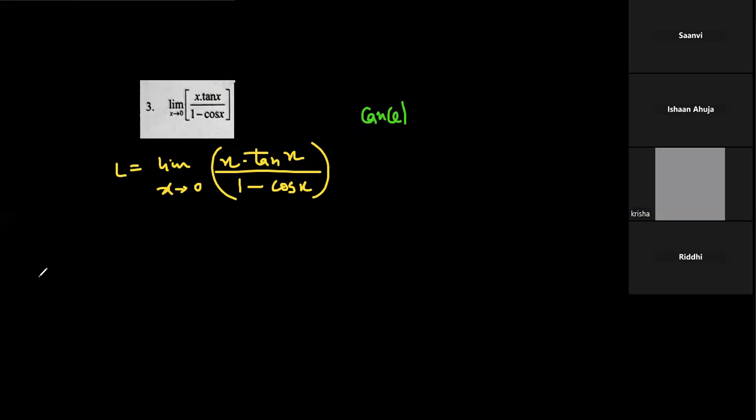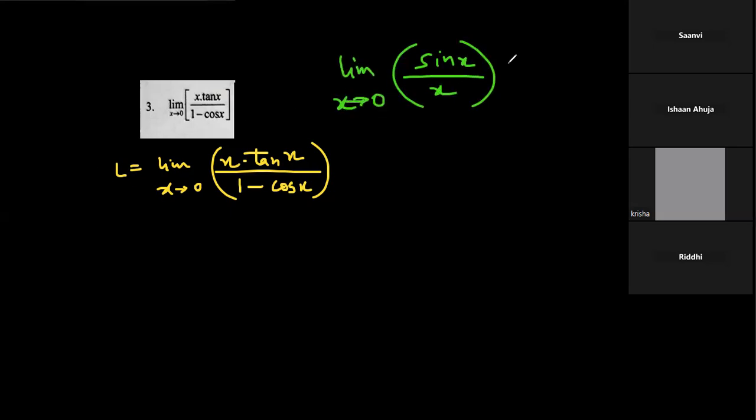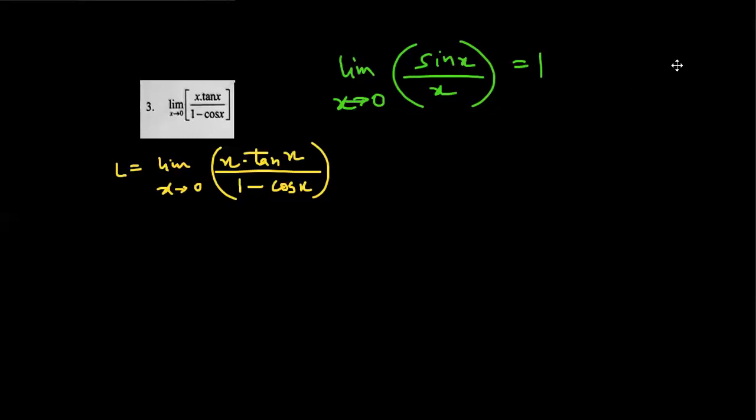So here, canceling the factor will not happen. Instead, we'll have to use the result. Now, what are the results that we have? If you remember, students, we have the following results. Sine of x upon x, when x tends to 0, the limit is equal to 1. And the same thing we have in tan also. Another one that we have is the limit of tan of x upon x, when x tends to 0, is 1.